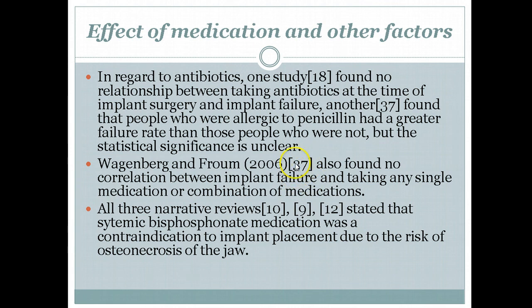So you can go back to our reference 37, and if you want to look at the article, you can see what the exact medications were. But in general, no red flag came out. All three narrative reviews stated that systemic bisphosphonate medication was a contraindication to implant placement due to the risk of osteonecrosis. Again, we covered that as a subject by itself, so that one was expected.